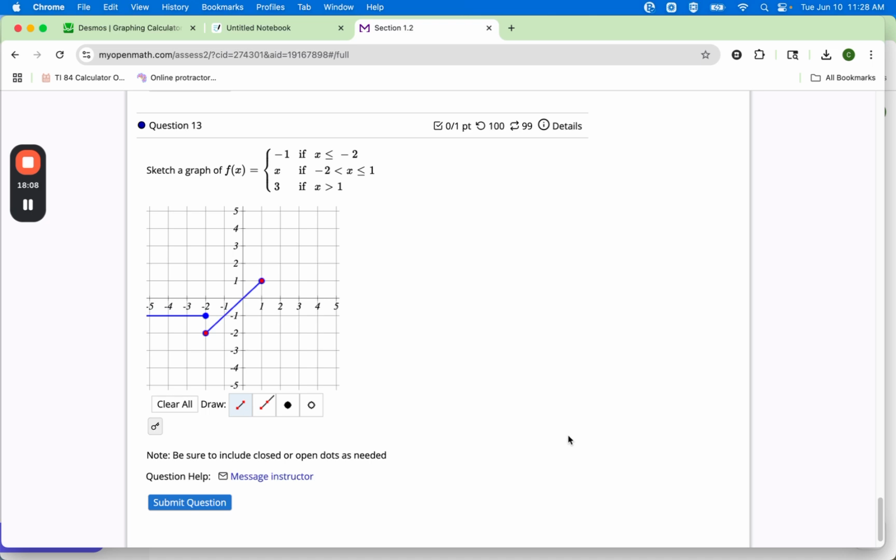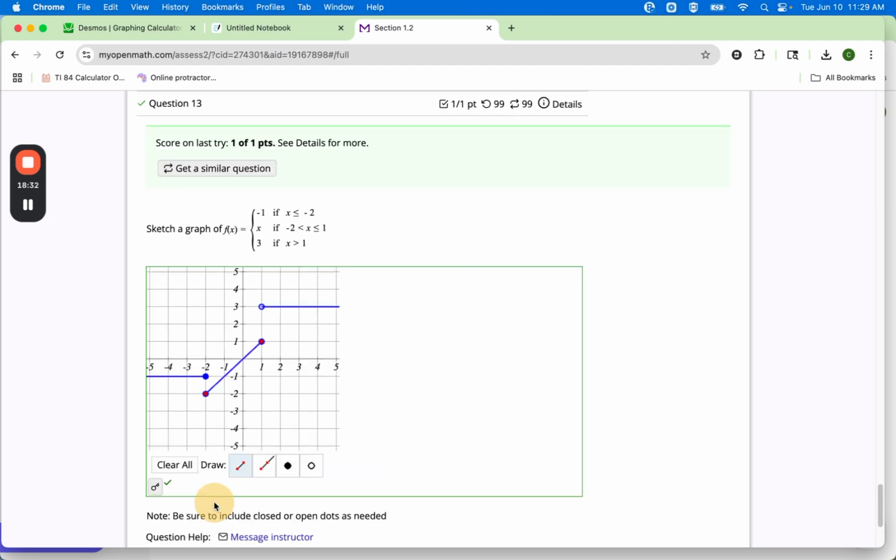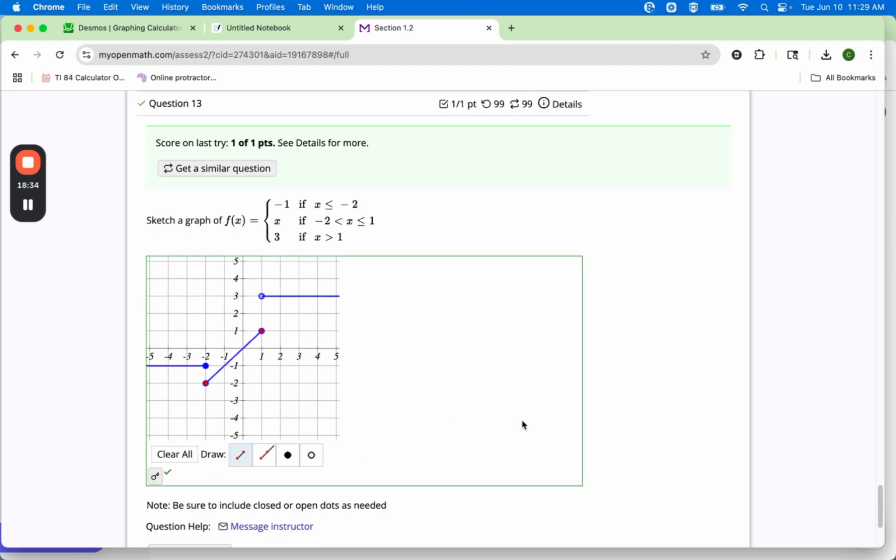And then for x is greater than 1, I want y equals 3. So y equals 3 is this horizontal line up here. X is greater than 1. I need the open circle again right here on 1, 3. Then I want everything to the right. Everything that direction. And that should do it. I should be able to submit my question. And yep, got it all right. Good job, team.